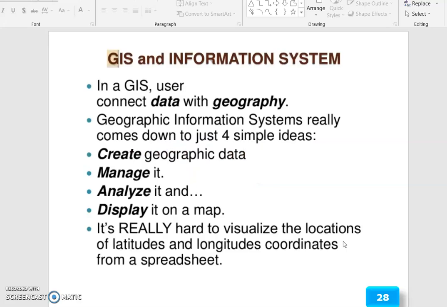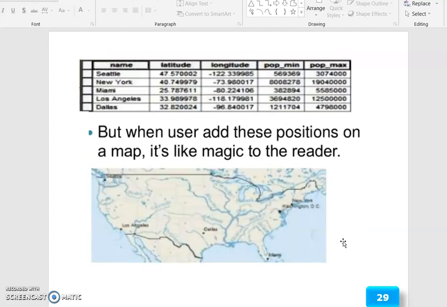So, GIS and information systems. In a GIS, users connect data with geography. A geographic information system really comes down to just four simple ideas: create, manage, analyze, display. Create geographic data, manage it, analyze it, and display it on a map. It is really hard to visualize the location of latitude and longitude coordinates from a spreadsheet. See, in a particular area, what the latitude and longitude are, and how they are mentioned for every area. But when users plot these positions on a map, it is like magic to the reader.